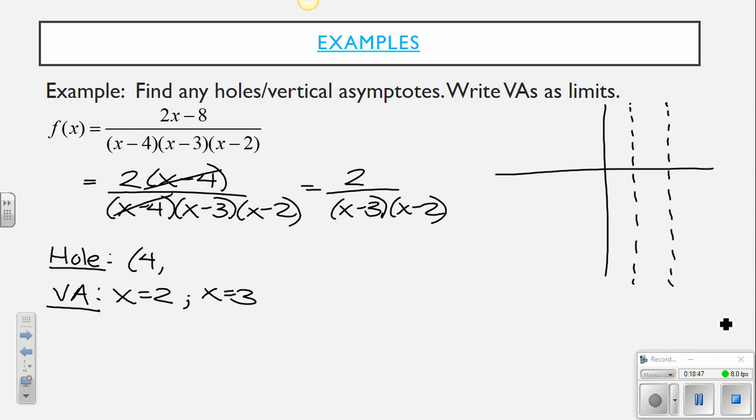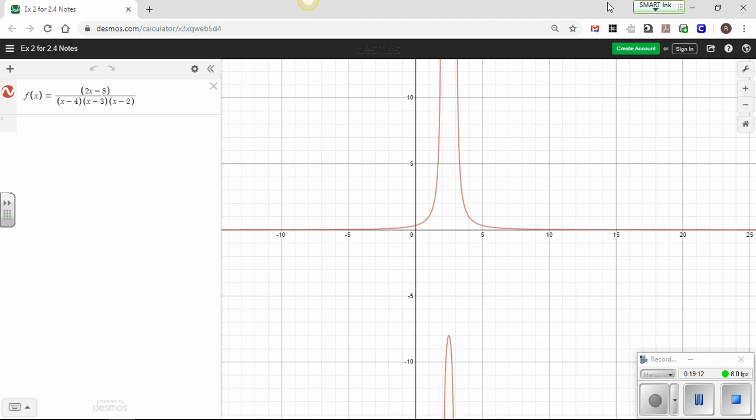So what if I were to write these as limits? Probably need to take a look at the graph in order to be able to see the direction, correct? All right, so let's take a look at what this looks like. I already preloaded a graph here on Desmos, and this is actually what your graph looks like. I typed this in really quickly: 2x minus 8 over x minus 4, x minus 3, x minus 2.